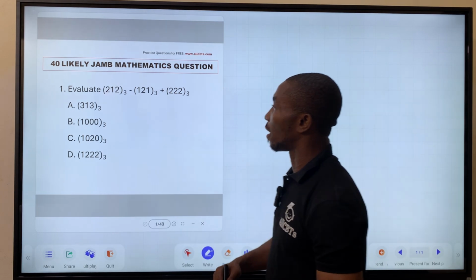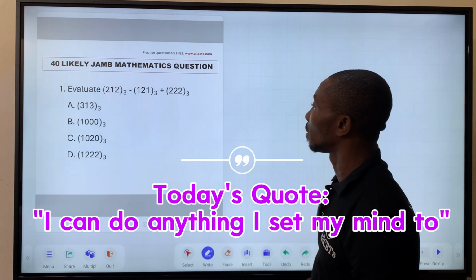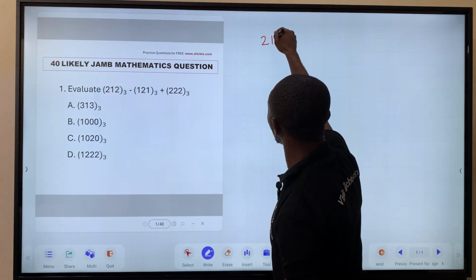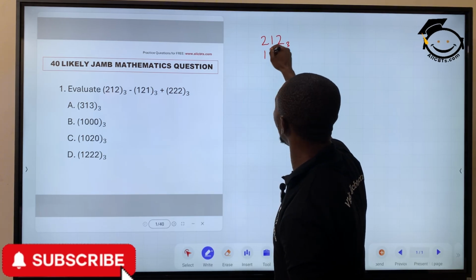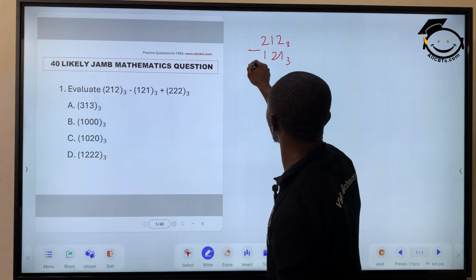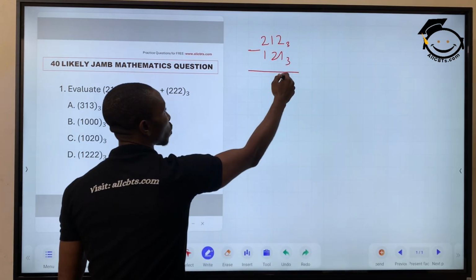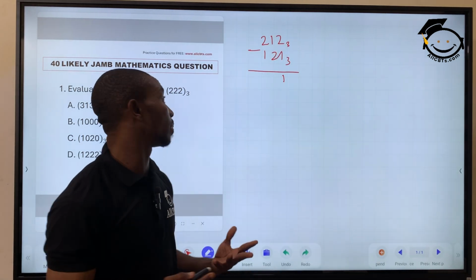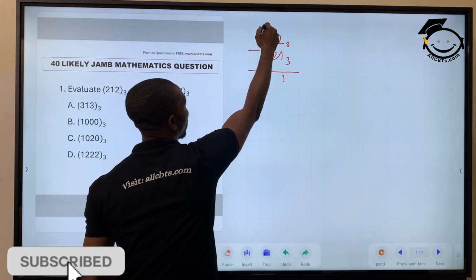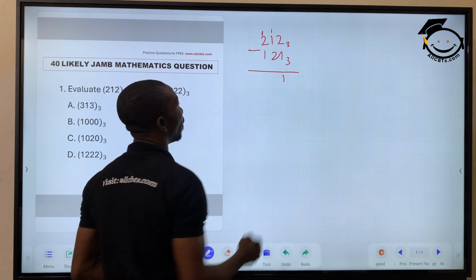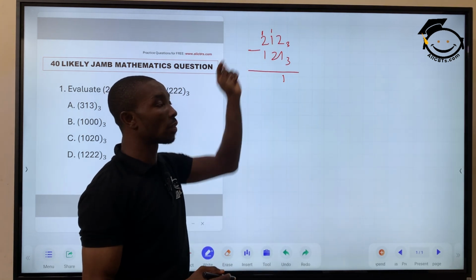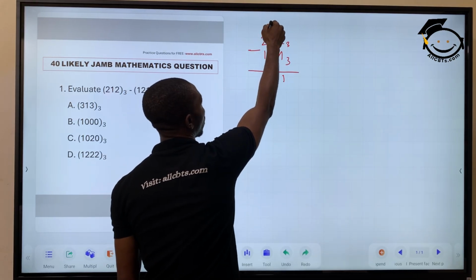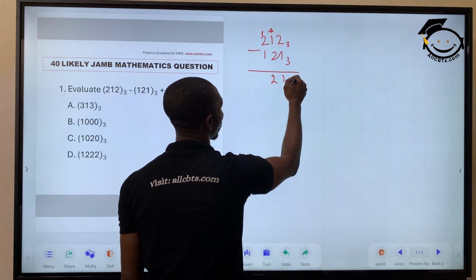Our first question says, evaluate 212 base 3 minus 121 base 3 plus 222 base 3. So we have 212 base 3 minus 121 base 3. Now, this will be 2 minus 1, 1. 1 minus 2, it's impossible. So we borrow 1 from here, making this 1. And adding to this, the one we're adding is the value of our base, which is 3. So 3 plus 1, making 4. So this becomes 4 minus 2, which gives us 2 base 3.